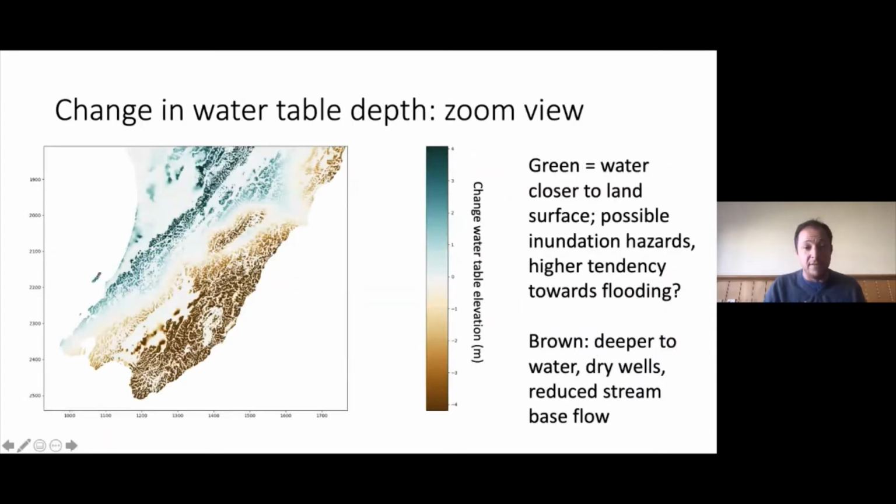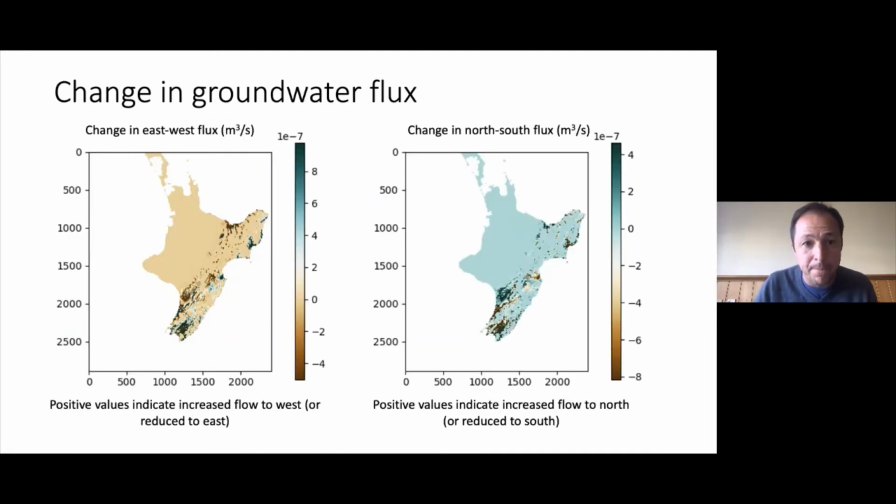So this is a zoom in of the southern North Island region, again to pick on Wellington, as Andy's done. So in places where you see green, that's places that after the big earthquake, water is closer to the land surface, and you might have possible follow-on hazards of that, like inundation through flooding, higher tendency to flooding, things like this. Or you see areas in brown where you have a deeper depth to the water, so you might get things like dry wells or reduced hydrographic flow.